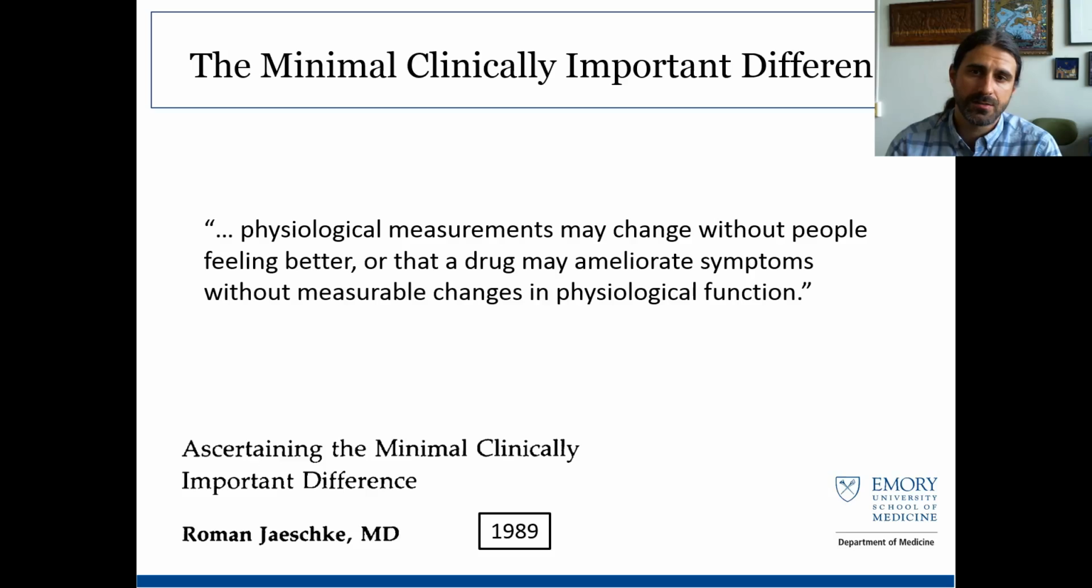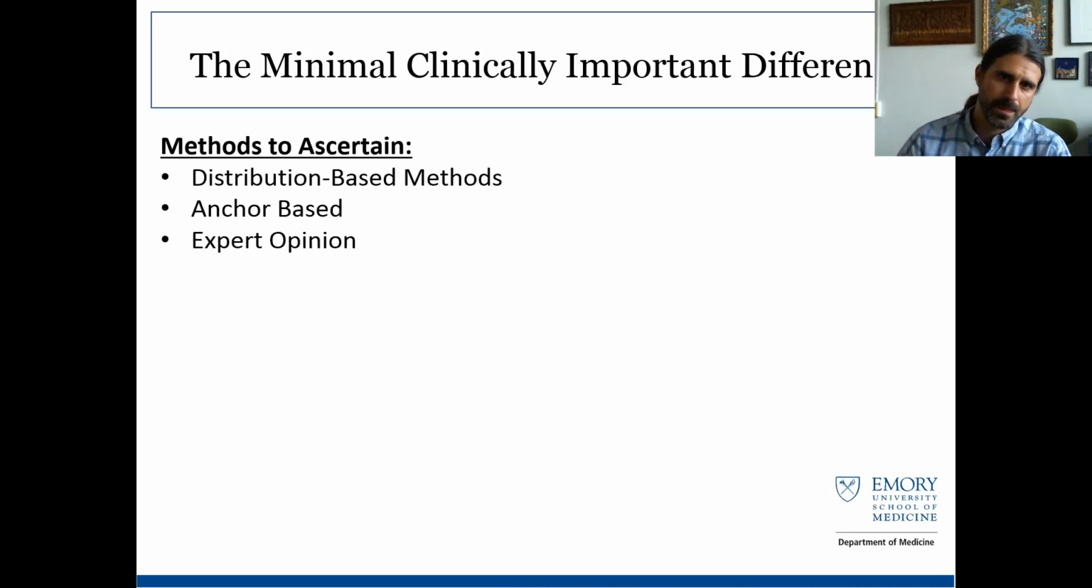person. So physiologic measurements may change without people feeling better, or a drug may ameliorate symptoms without measurable changes in physiologic function. So we can denote changes, and perhaps this can give us a p-value less than 0.05, but does that actually mean that people are feeling better? So trying to establish meaningful differences, not just statistically significant differences.